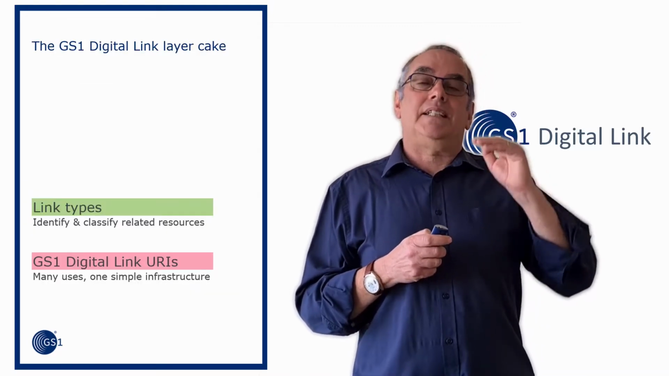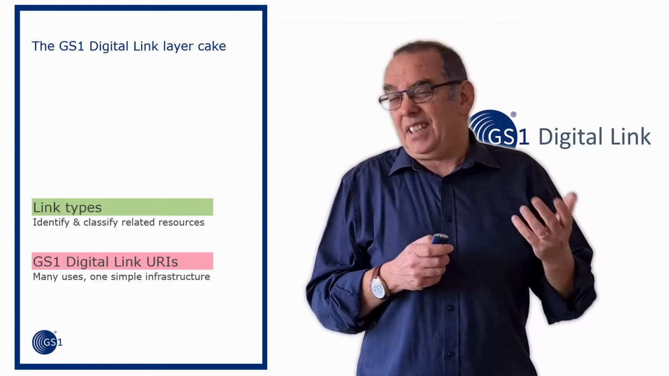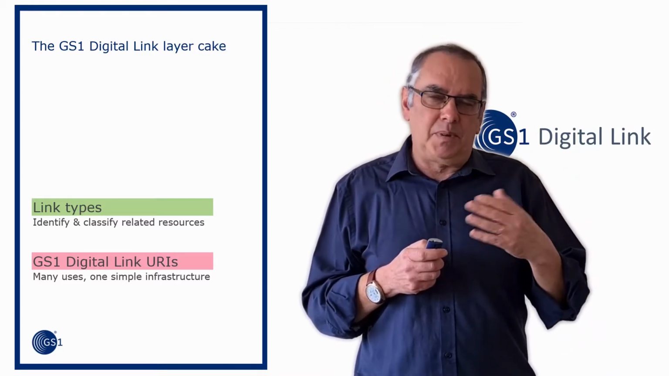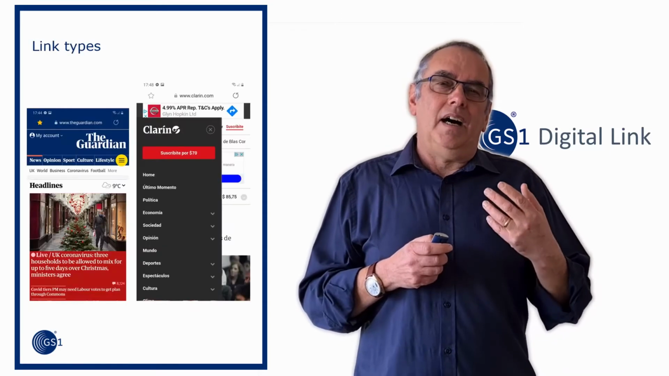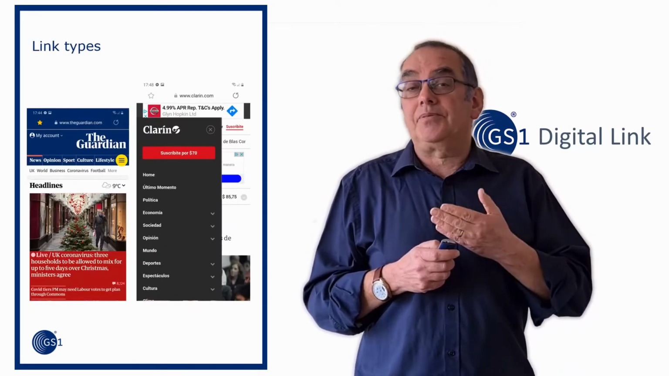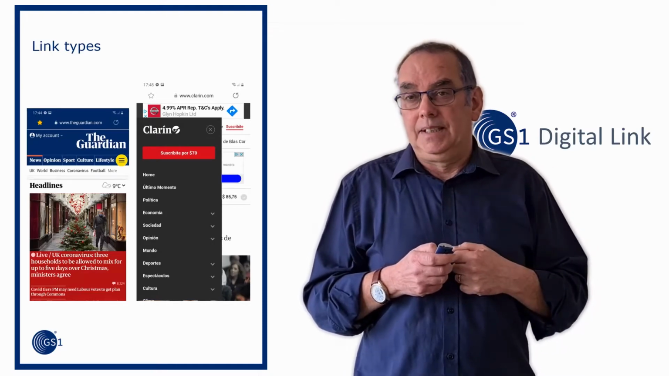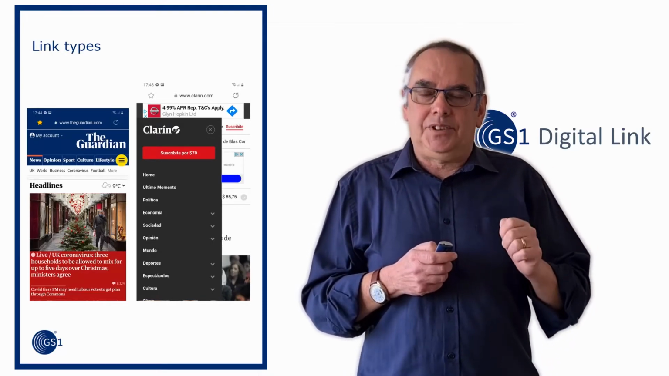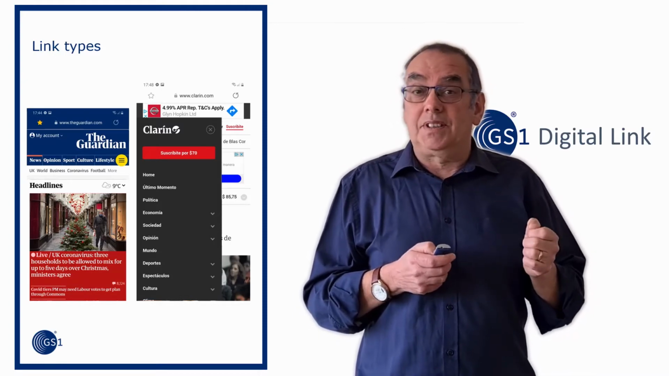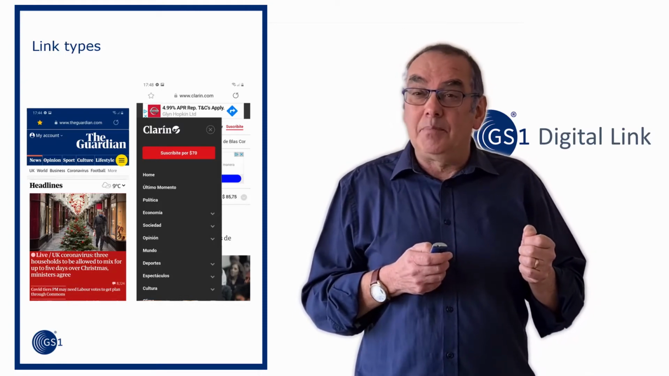Let's move on to the second layer, link types. This is actually quite easy to explain, and again, it's something that you'll be very familiar with from everyday life. I always explain it by looking at online newspapers. Here are two examples, one from the UK, one from Argentina. Have a look at the navigation for each of those two. Although one's in English and one's in Spanish, they're basically the same.